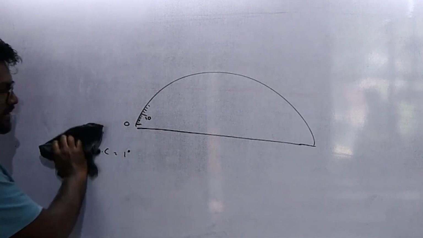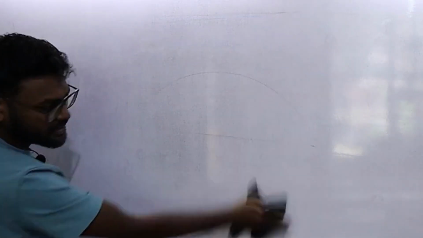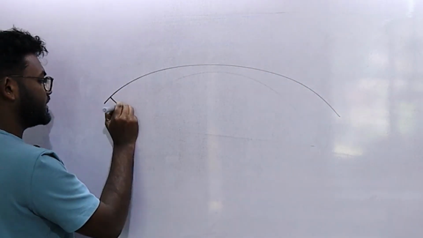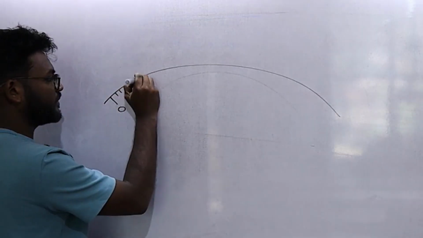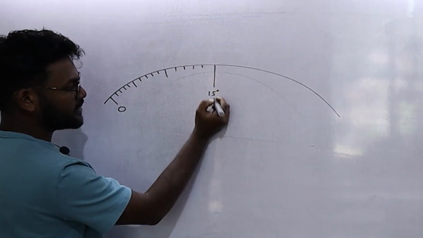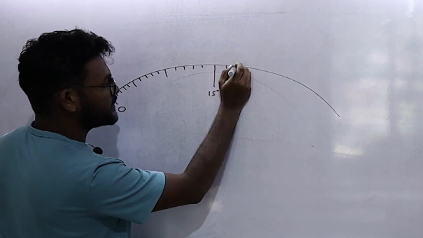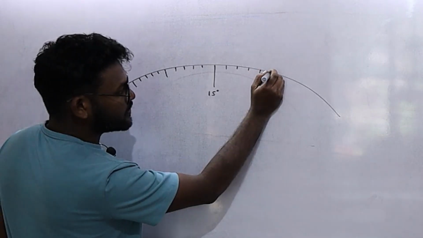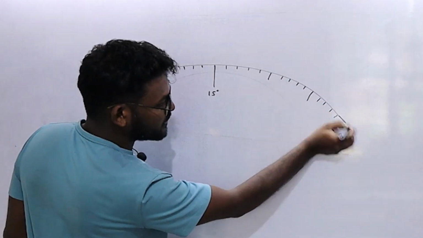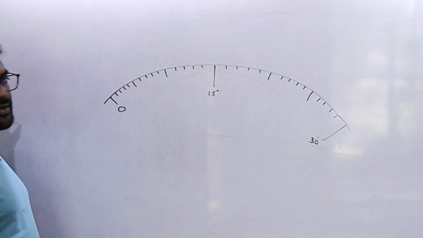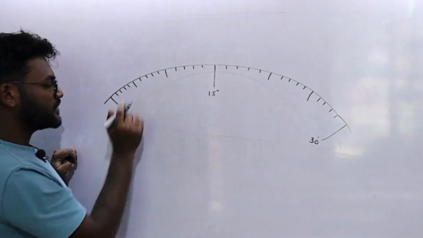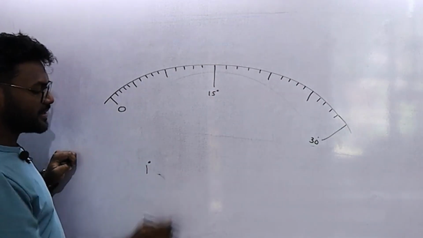But let's say here in this case, you have been given a zoomed version like this. Let's say it is 0, 1, 2, 3, 4, 5, 6, 7, 8, 9, 10, 11, 12, 13, 14, 15 is there, and 16, 17, 18, 19, 20, and so on up to 30, likewise given. So in this case also you can see that each 15 degrees has been divided into 15 segments. So each is going to be 1 degree, right?